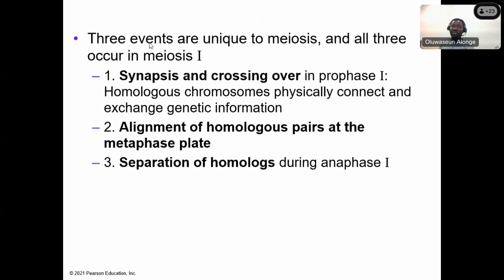Now, three events that are unique to meiosis are synapsis and crossing over, which happen in prophase 1. Homologous chromosomes physically connect and exchange genetic material, which leads to recombination. Then alignment of homologous pairs at the metaphase plate, because it is homologous pairs aligning at the metaphase plate, not single chromosomes or sister chromatids. That is key to meiosis as well. Then separation of homologous chromosomes in anaphase 1. Those are unique to meiosis 1. Crossing over leads to recombination, and recombination is the reason the daughter cells are different, right?